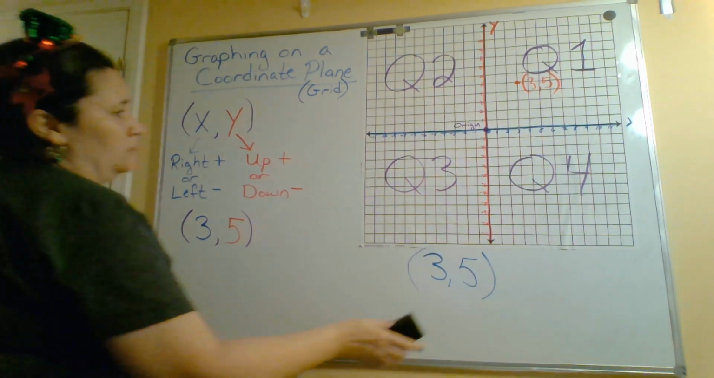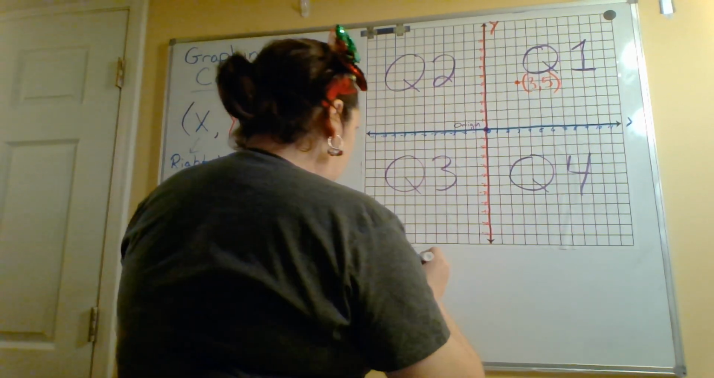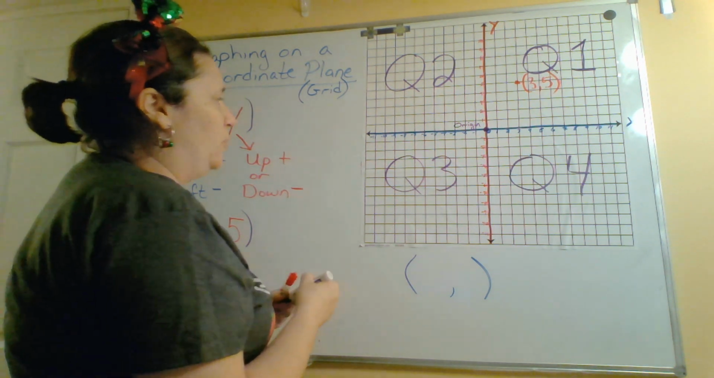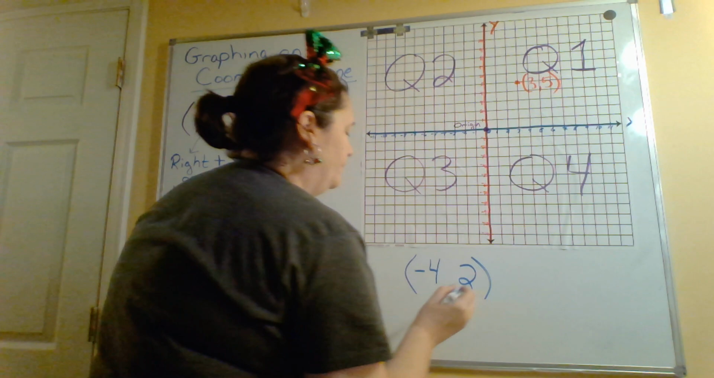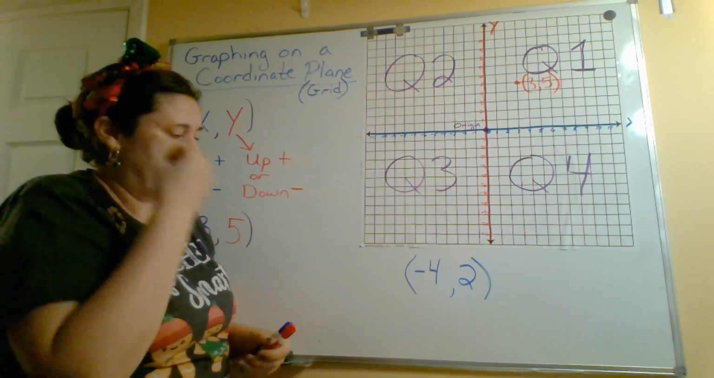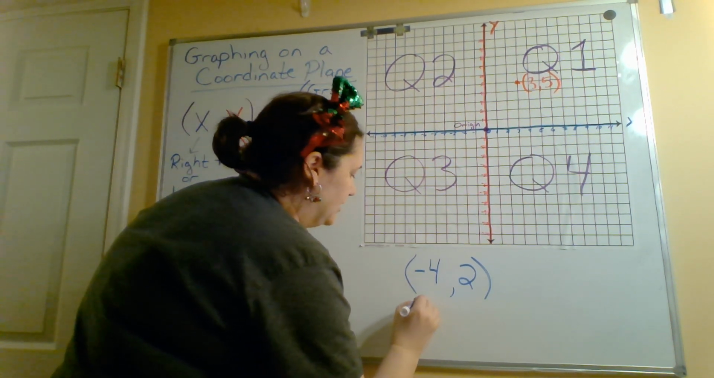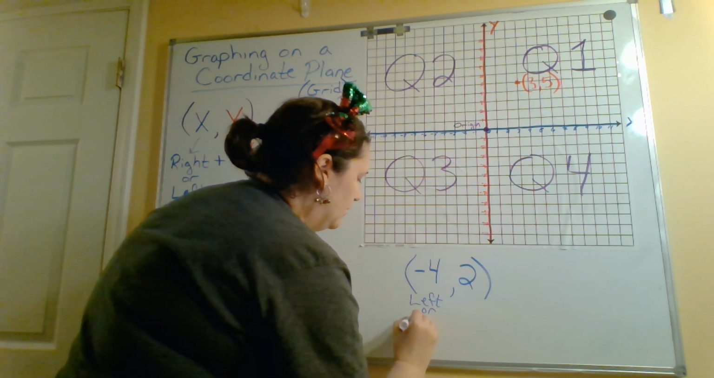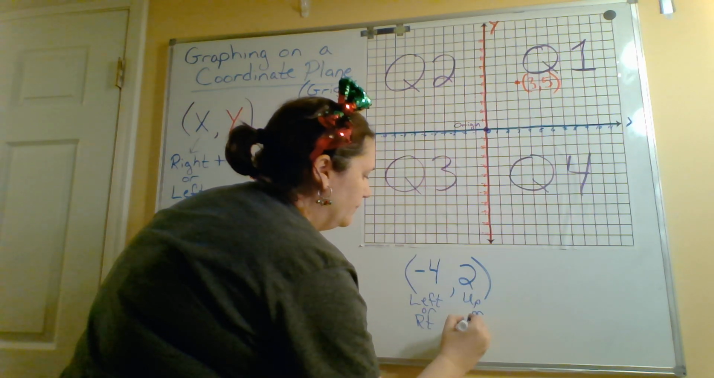Let's do another example. Let's do the point (-4, 2). Remember, the first number tells you the x number. It tells you left or right. The second number tells you up or down.